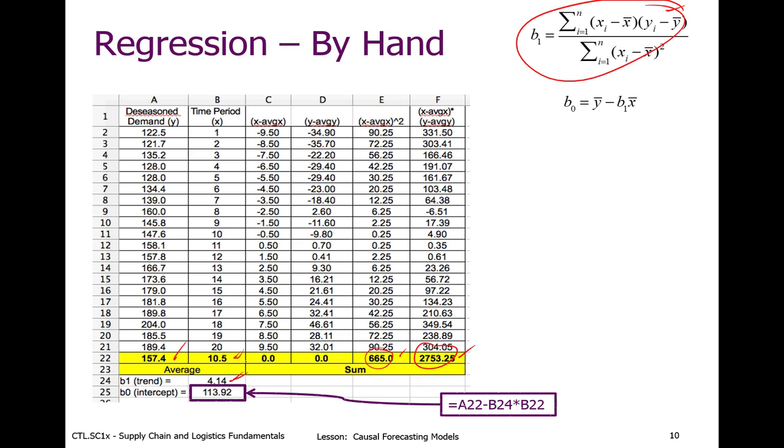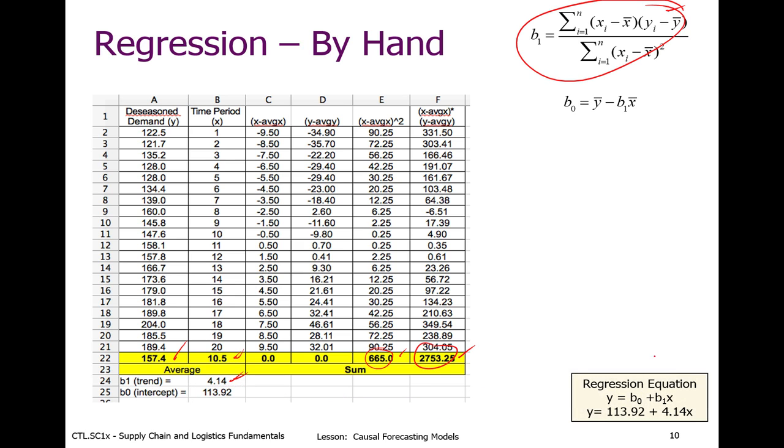So at the end of the day, I came up with this equation, which is my regression equation. So my intercept, and this is the intercept at time 0, right? Time 0 here, which is the old time period, would have been time 79, right? Is 113.9, and I still have a 4.14 trend. So if I wanted to estimate the demand at a time in the future, I'd simply plug in that time period here, and that would give me an estimate or a forecast for that demand.